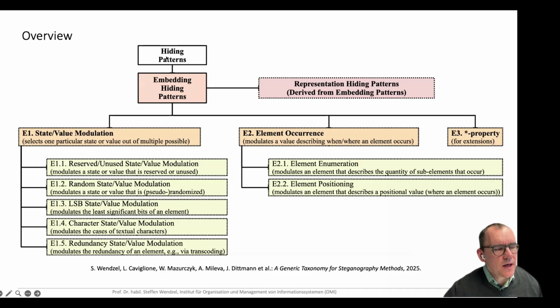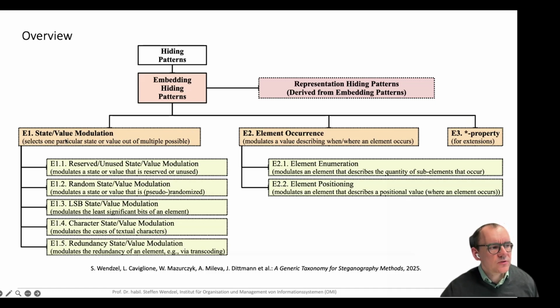So every method is reflected by a hiding pattern. And we have the embedding patterns, and derived from them are representation patterns. They are essentially the same. Anyway, we just have two core pattern types, namely the state or value modulation. State could be a temperature, value could be, well, some value of a protocol field in a network packet. Or we have the element occurrence. The star property is just for extensions. It's currently unused.